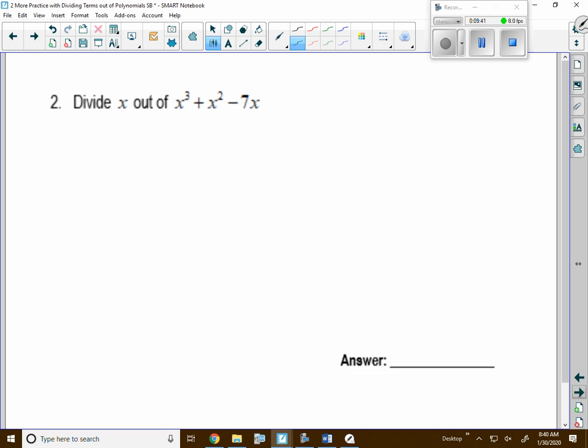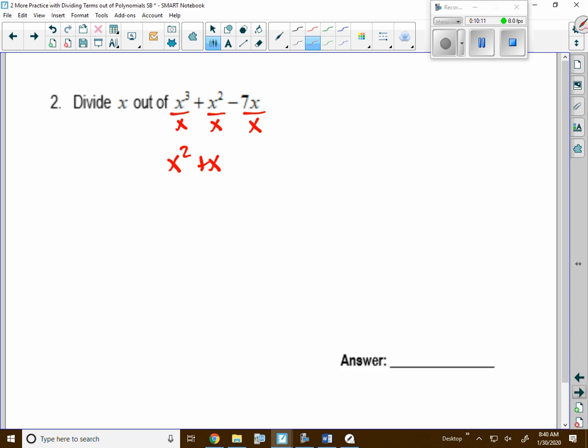All right, number 2. It says divide x out of your function. So you're going to divide each term by x. So if we have x cubed over x, what do we have left there? X squared. Good. If we do x squared divided by x, we have just x. Okay, remember, all you're doing is subtracting your exponents.